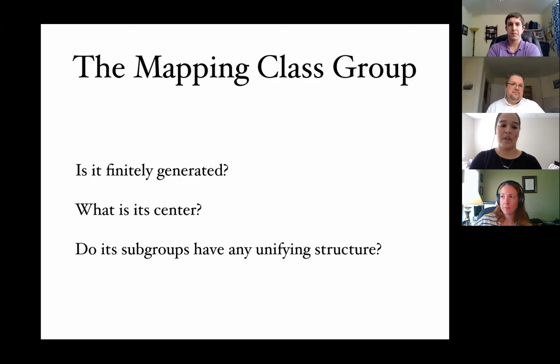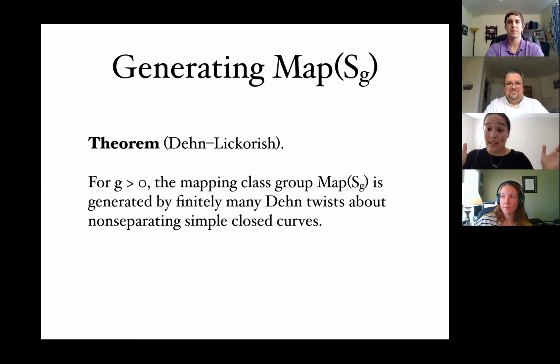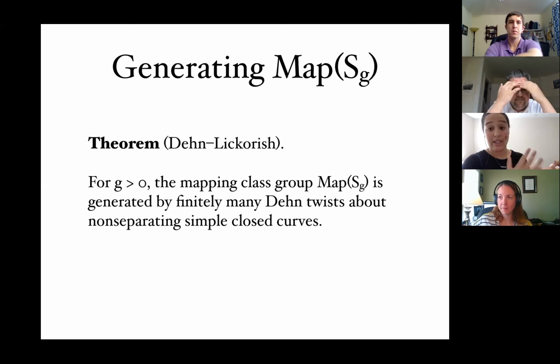Okay. So it turns out that we have a very nice fact about the mapping class group. This is a classical theorem at this point of Dehn and Lickorish. It says that if we have a surface of genus at least one, the mapping class group is finitely generated by Dehn twists about non-separating simple closed curves. So this is wonderful. And it turns out that it's not only finitely generated, but you can write down a very nice topologically simple generating set.